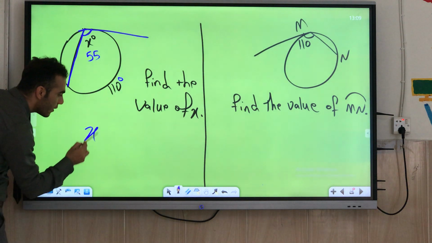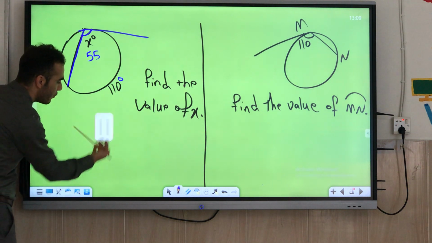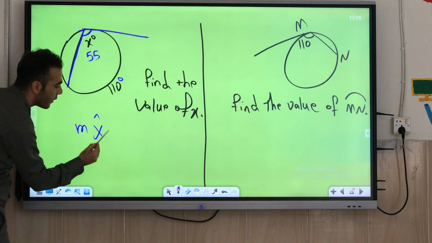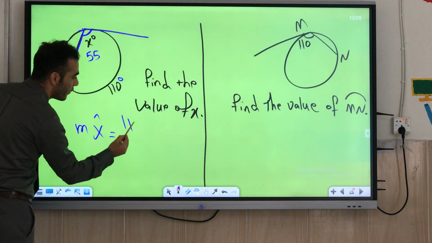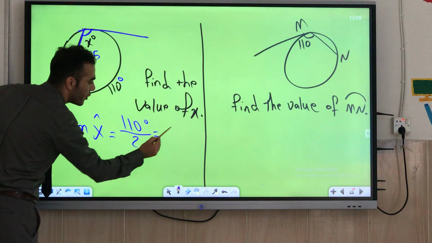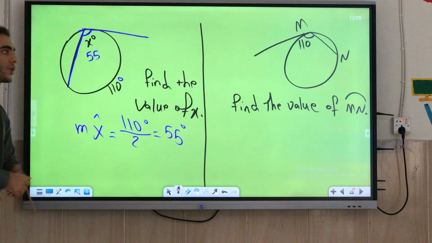You can see that the measure of angle x is equal to half of the arc across from it. Well, it's equal to 55 degrees.